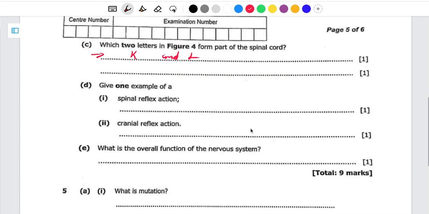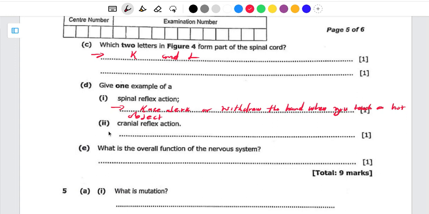Then question D, give one example of the spinal reflex and cranial reflex. When it comes to the spinal reflex, we can talk of a knee jerk. Apart from knee jerk, we can also give an example of withdrawing the hand when you touch a hot object. So you can just choose one of these two.